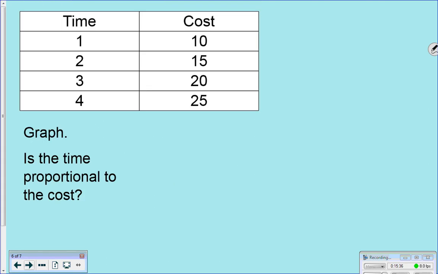Okay. Will you graph this for me? This one thing I'm going to ask you to graph, and then I'll let you work on your homework. You can just sketch it.